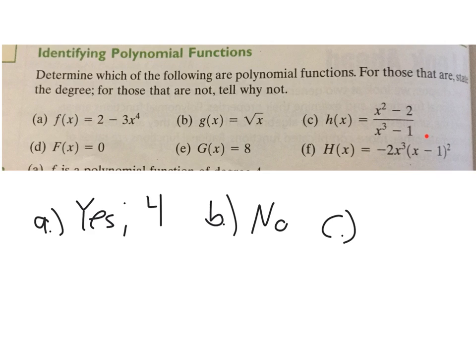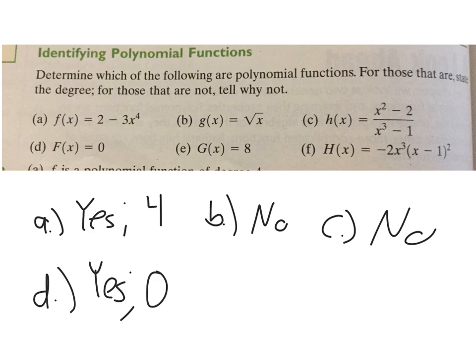It is not. Okay? Because I've got a fraction. I could divide by 0. Those are the things that we just got done dealing with. Those are rational functions. Okay? They are not polynomials. Looking at D. D is a polynomial. Yes. And what is its degree? 0. Right? I have no x to any power, so it's a 0 degree polynomial. E. Yes, it is. What's its degree? It's also 0. Very good.